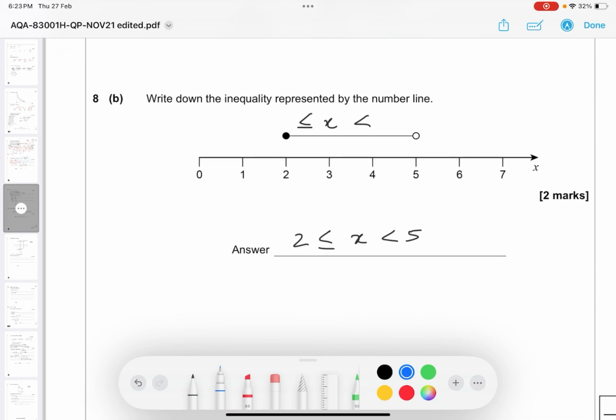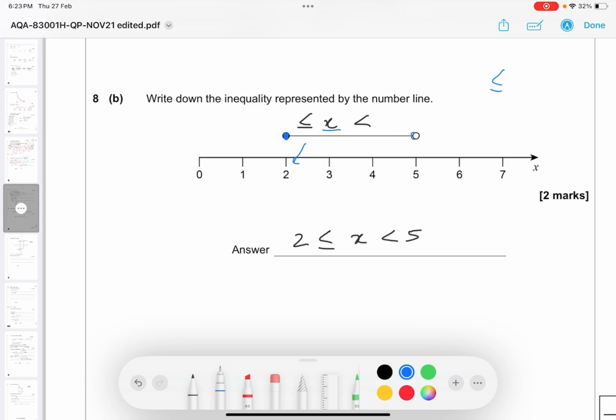Write down the inequality represented by the number line. Alright, can you see this number line? This one means that we are taking 2. 2 is in it. That means we will put greater than or equal to. So we will write x is greater than or equal to 2.